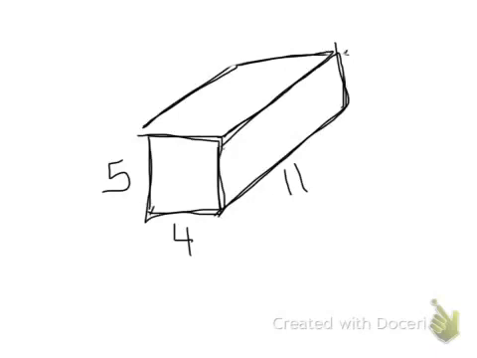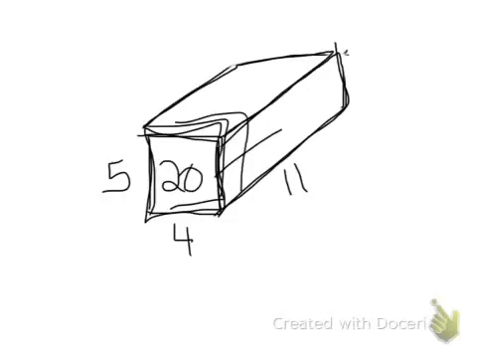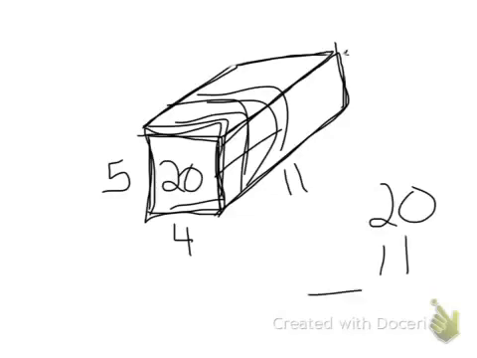Okay, so the first thing we're going to do is find this face, which is 5 times 4, which is 20. Then we're going to take that 20. There are 11 layers of it going back. So we're going to take, holy cow, that is loud. We're going to take 20 times 11. All we're going to do is this, and our answer is going to be 220.